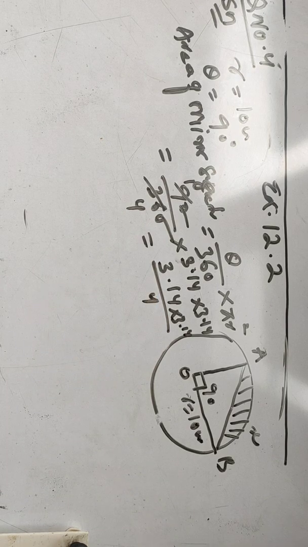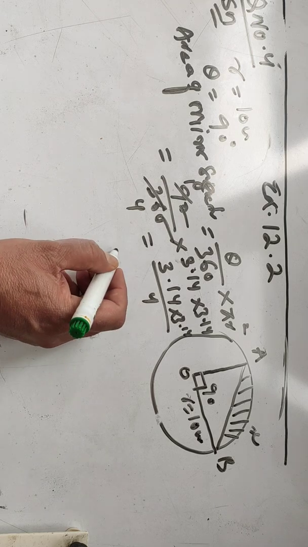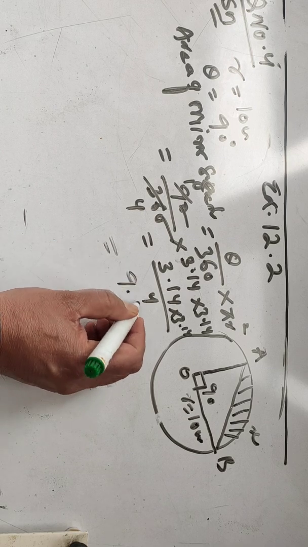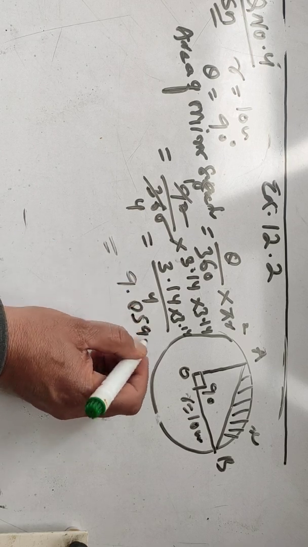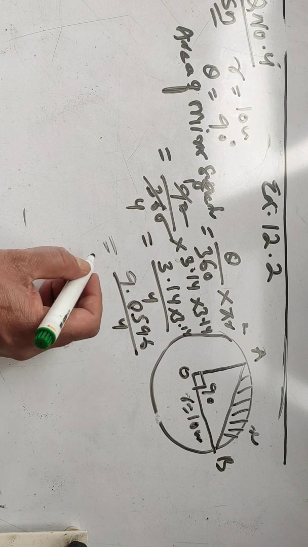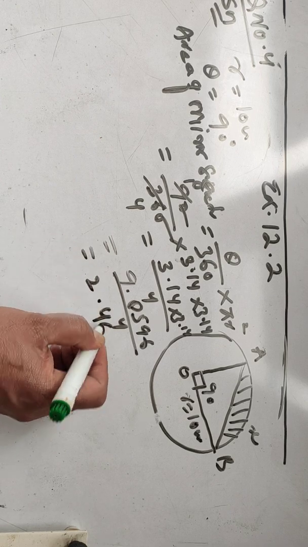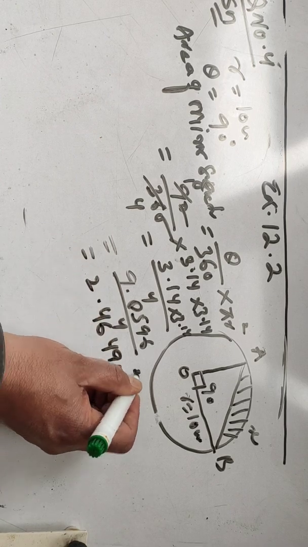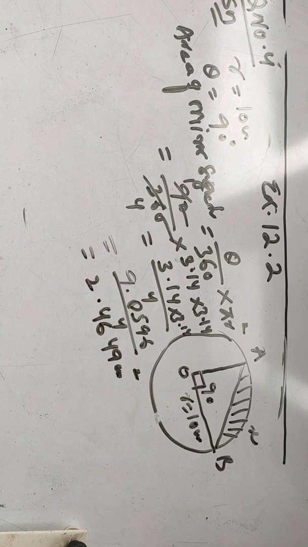We have to calculate this thing over here. We'll be checking what this 3.14 into 3.14 is equal to. That's equal to 9.8596 divided by 4. Let us divide it by 4. It will be equal to 2.4649 centimeter square. This is the area of the minor sector, isn't it?